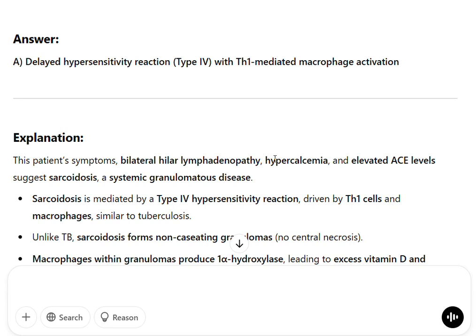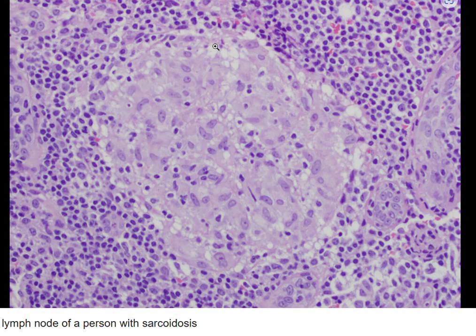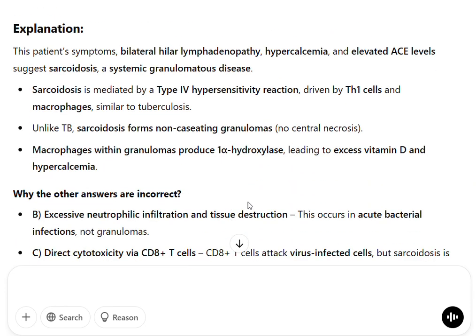Unlike TB, sarcoidosis forms non-caseating granulomas, with no central necrosis. Macrophages within granulomas produce 1-hydroxylase, leading to excess vitamin D and hypercalcemia. Why the other answers are incorrect.